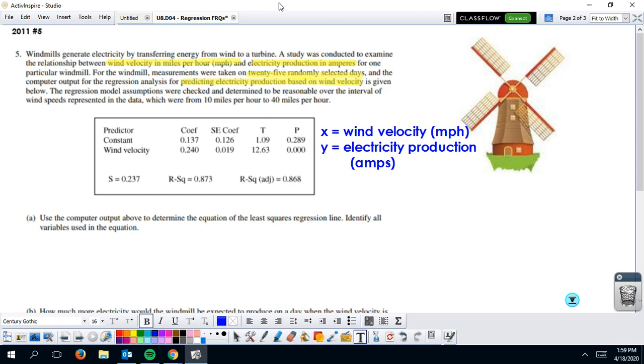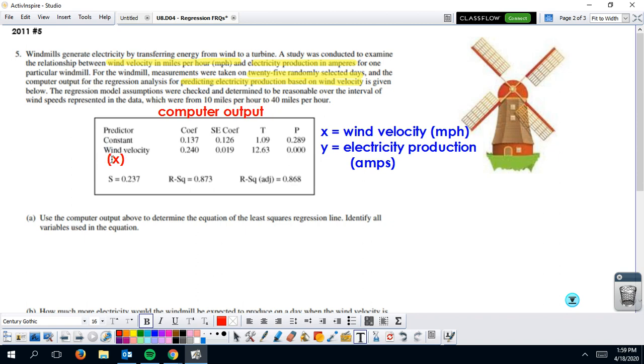The regression model assumptions were checked and determined over the interval of wind speeds. Okay, great. So now what we have in this box is called computer output. So I am going to turn this to red and we're going to label computer output right here. It's got a lot of things. First of all, we have predictor, constant, and wind velocity. Notice how I wrote x equals wind velocity and then it says wind velocity right here. What that means is that this row, whatever they have written here, is your x. And that's always the case. So we're going to put that right there.